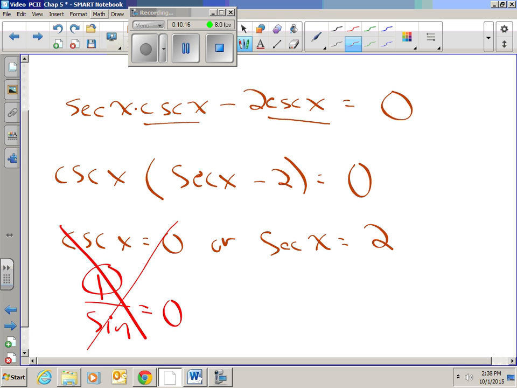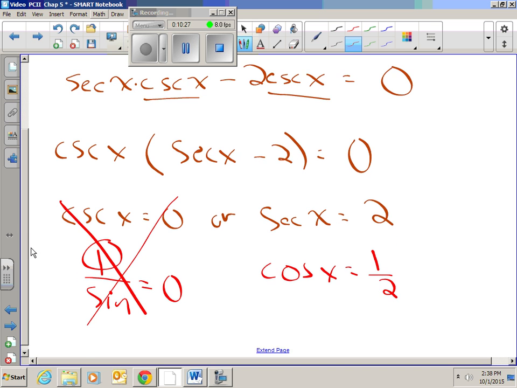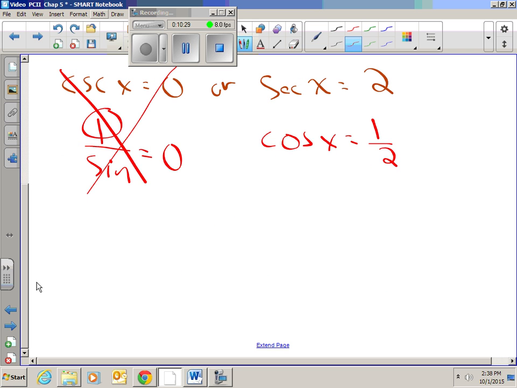The other factor here we're looking at is secant x is 2. Well, if secant x is 2, that means that cosine x is equal to 1/2. If cosine x is equal to 1/2, I'm in the positive quadrants for cosine, which is the first and the fourth. Cosine x is equal to 1/2 when x is equal to 60. So doing this in radians now, in the first quadrant, that's going to be pi over 3. In the fourth quadrant, that's going to be 5 pi over 3.